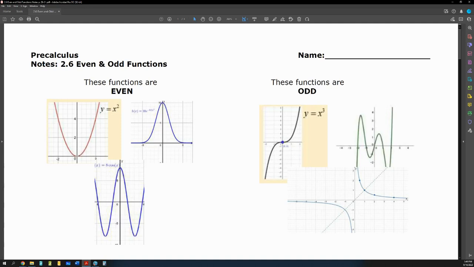Hi everyone. Today we're going to be beginning our notes on 2.6 even and odd functions. I want to start by just presenting a few examples of both even and odd functions.